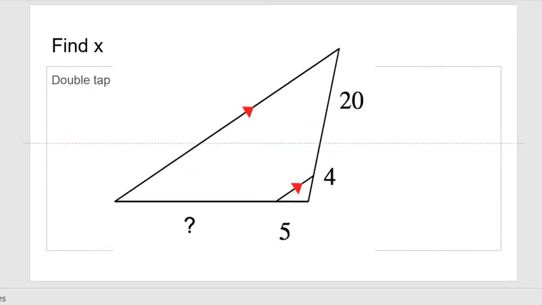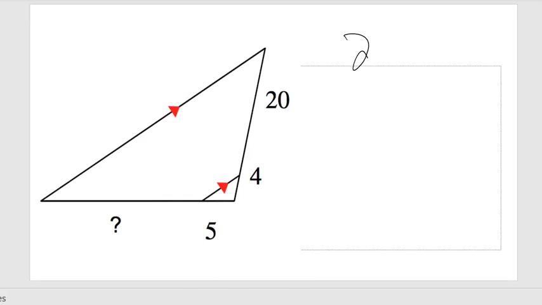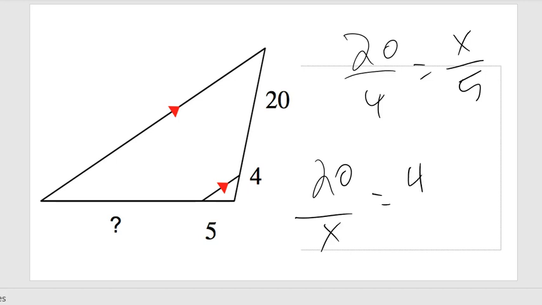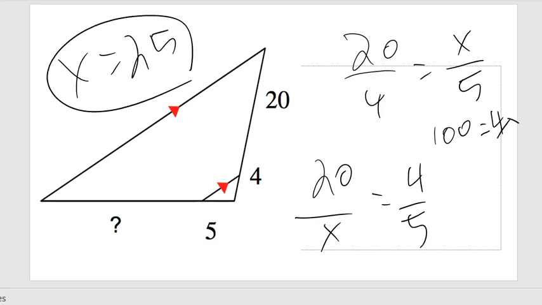Alright, next one. Let's move this over. You can do 20 over 4 equals x over 5, or you can do 20 over x equals 4 over 5. Either way is right. You get 100 equals 4x, which gives you x equals 25. There you go.